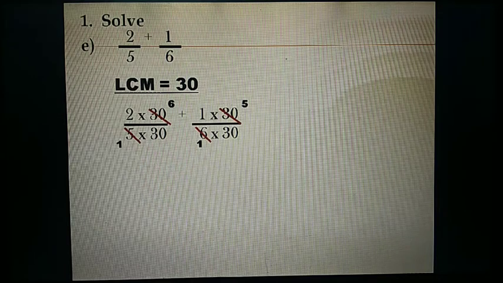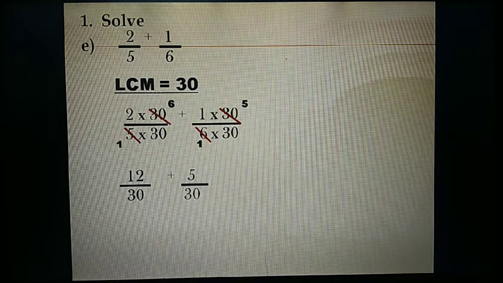Multiply the numerator in the first fraction. 2 6s are 12 upon 30. In the next one it's 5 upon 30. Add the two. 17 upon 30 is your final answer.